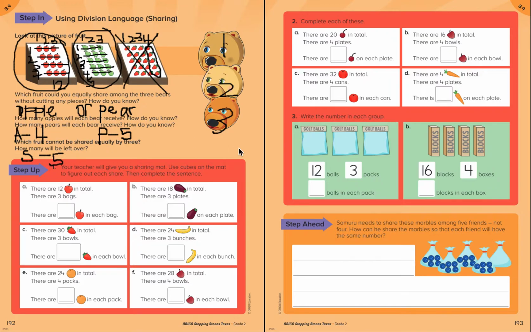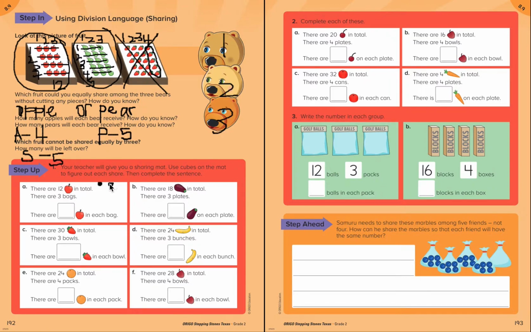So in our step up, it says your teacher will give you a sharing mat. Use cubes on the mat to figure out each share, and then complete the sentence. Well, we don't have a sharing mat, so you could just draw a picture of yours, or draw them out on a piece of paper. It says there are 12 apples in total. There are 3 bags. So I am going to draw how many that could be, because I know that there are 3 bags, so I'm going to go ahead and draw my 3 columns.